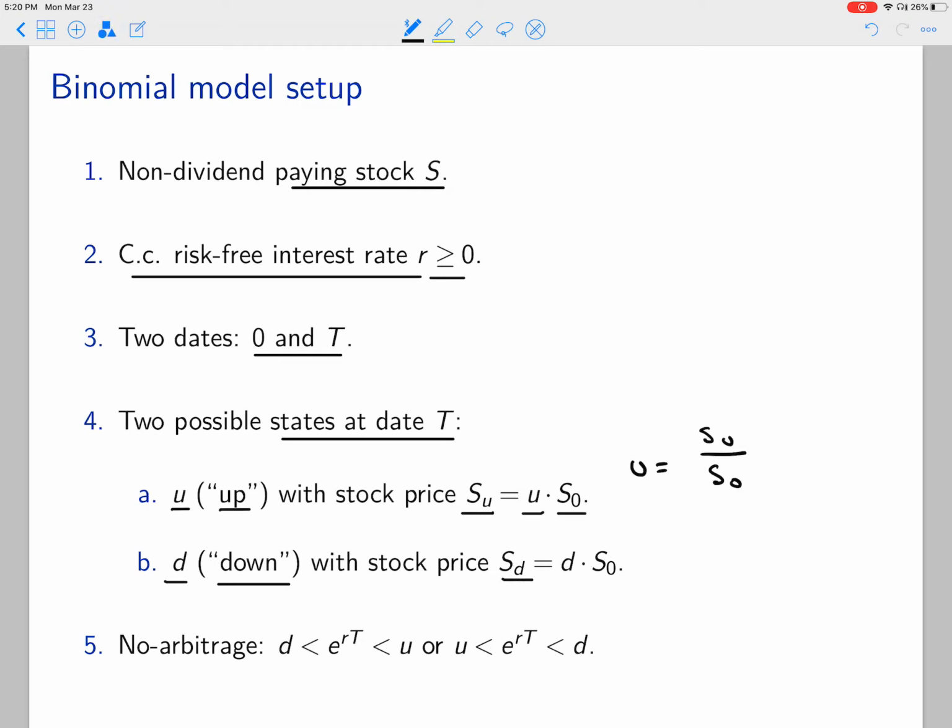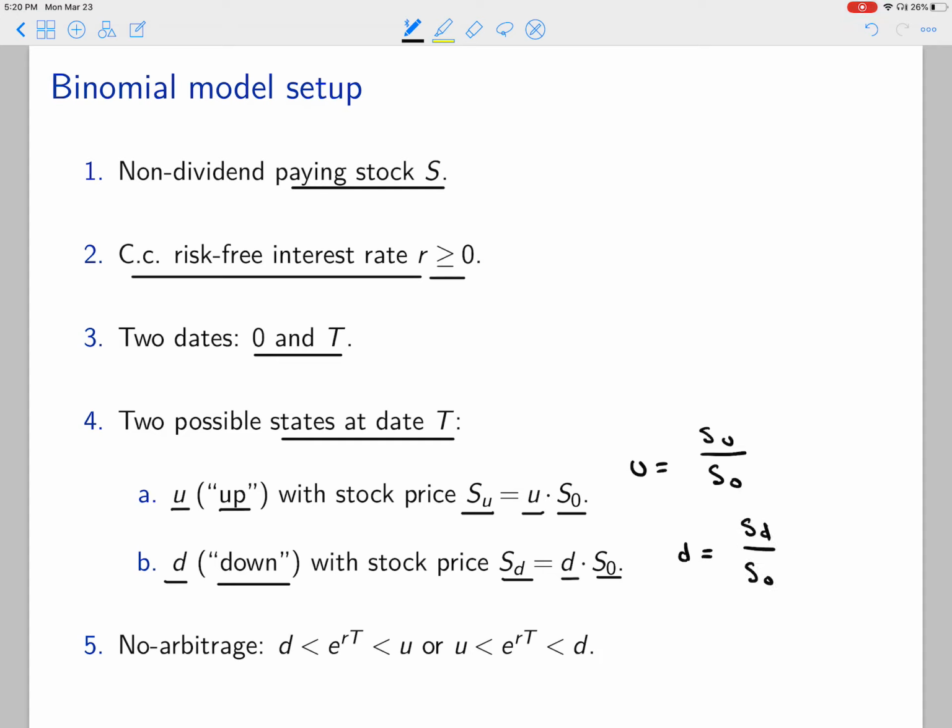In the down state, the stock price is given by S sub D. Remember, this is the economy is potentially suffering state. S sub D is equal also to today's price multiplied by some constant D, where D is the gross rate of return in the down state. It's S sub D over S sub 0.